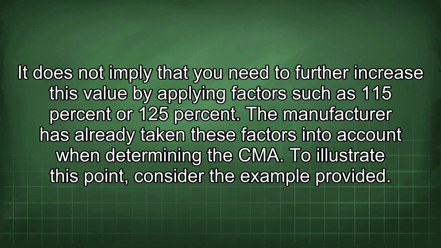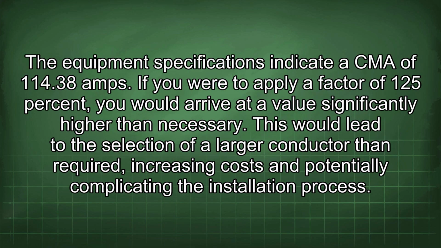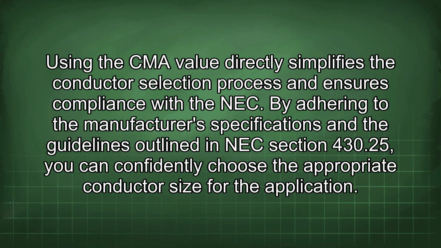To illustrate this point, consider the example provided. The equipment specifications indicate a CMA of 114.38 amps. If you were to apply a factor of 125%, you would arrive at a value significantly higher than necessary. This would lead to the selection of a larger conductor than required, increasing costs and potentially complicating the installation process. Using the CMA value directly simplifies the conductor selection process and ensures compliance with the NEC.